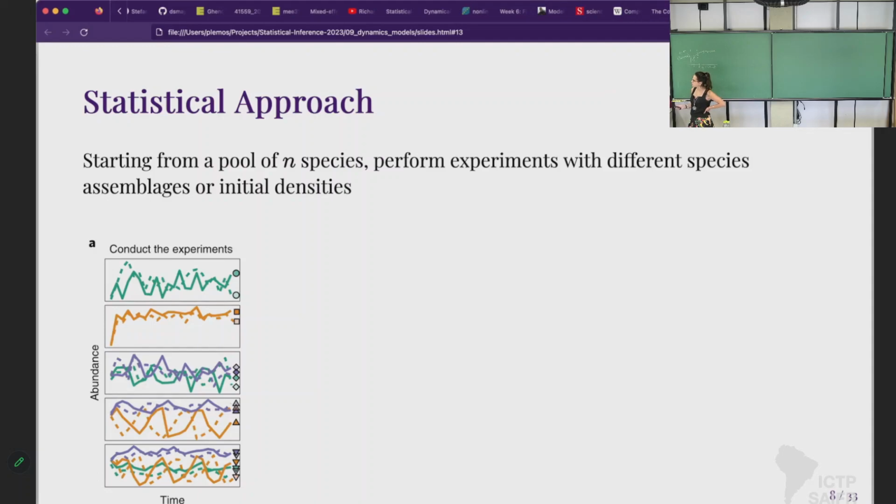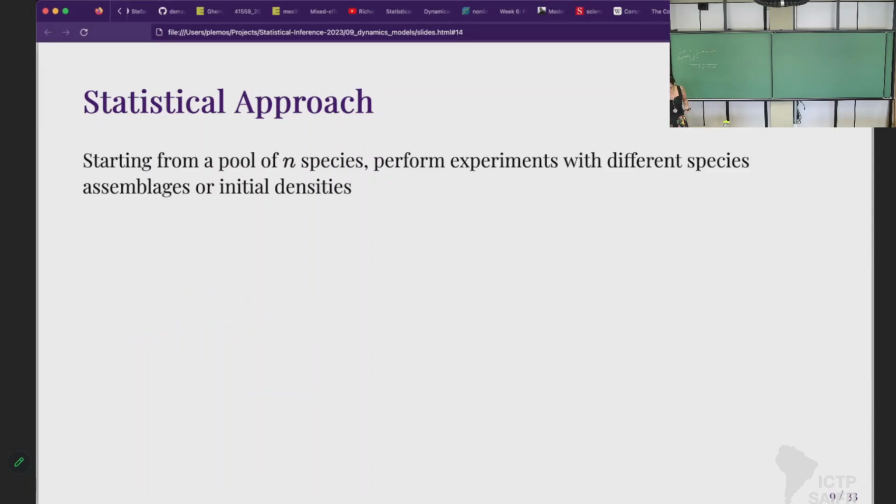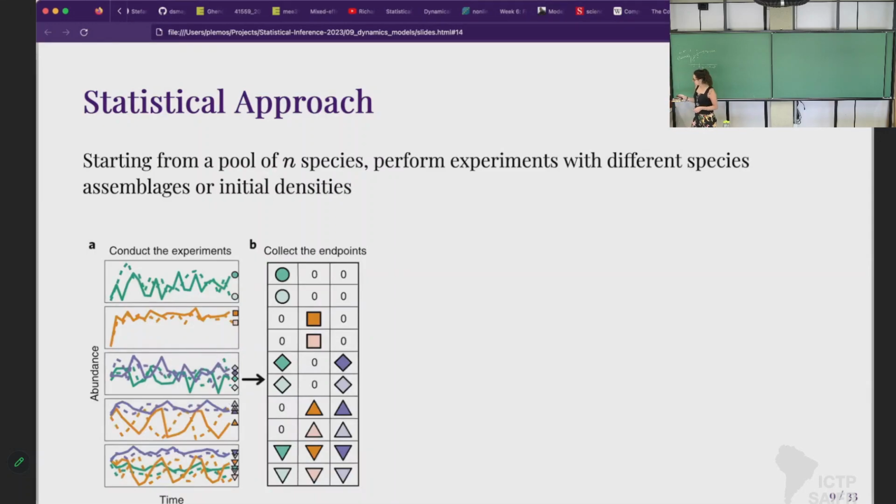They all reach some sort of state, and you take these states and call them endpoints of the dynamics. At some point, you have a reason to assume that if species were going to go extinct, they went extinct. They don't necessarily have to reach a stable point. You can see here that some of them are still cycling, but they have reached some sort of stable state or endpoint for this dynamic. And then we collect these endpoints in a matrix that we're going to call matrix X.